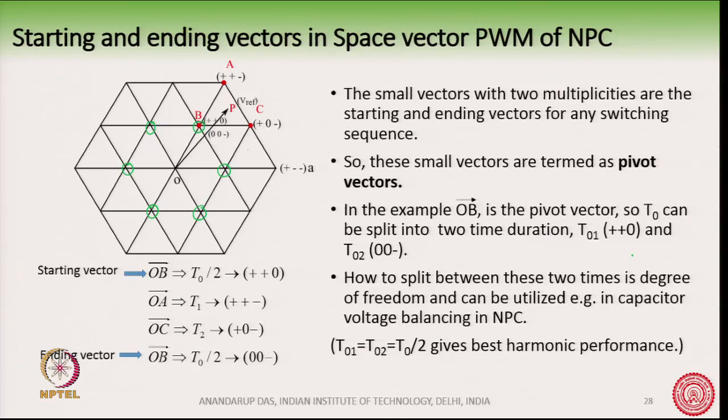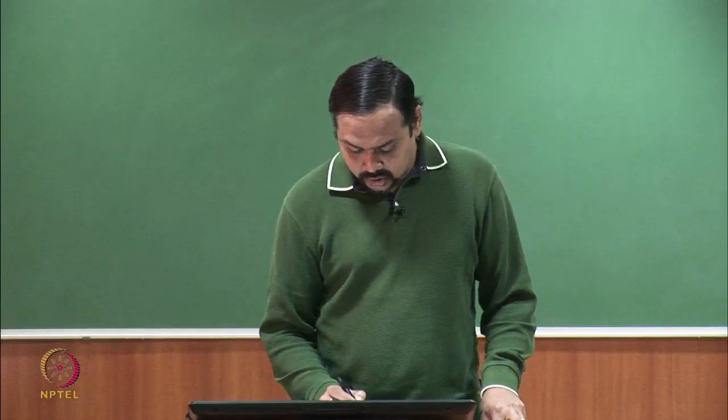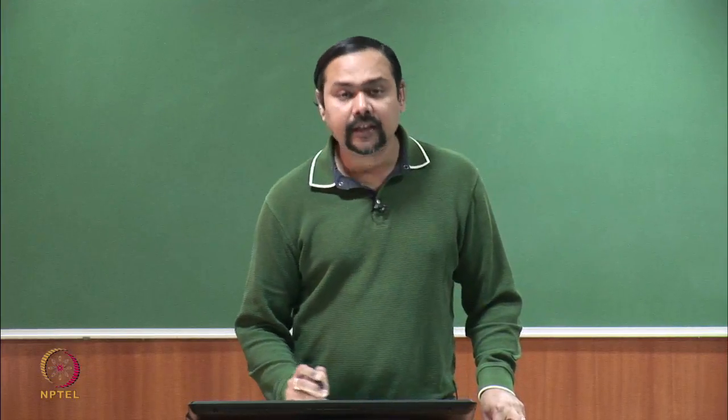So, in a general case we can say that this pivot vector can be split into two time durations T01 and T02. So, this is a more general form. Instead of T0 by 2 here, we can say that the OB vector can be switched for T01 time, and this ending vector can be switched for T02 time. Okay. This is a more general expression instead of T0 by 2 and T0 by 2. So, this is a degree of freedom.